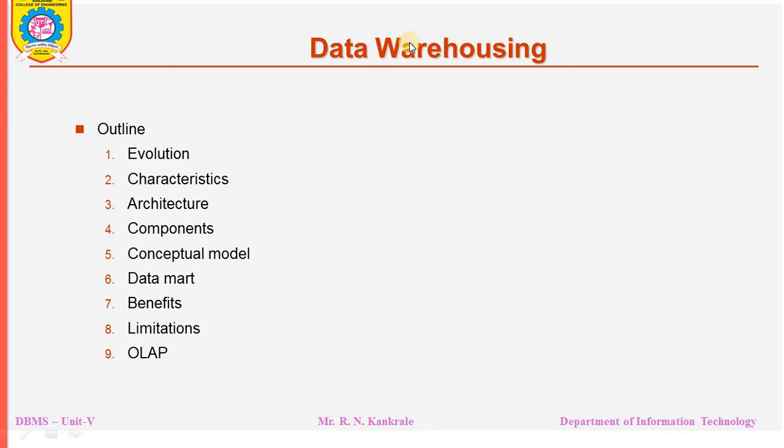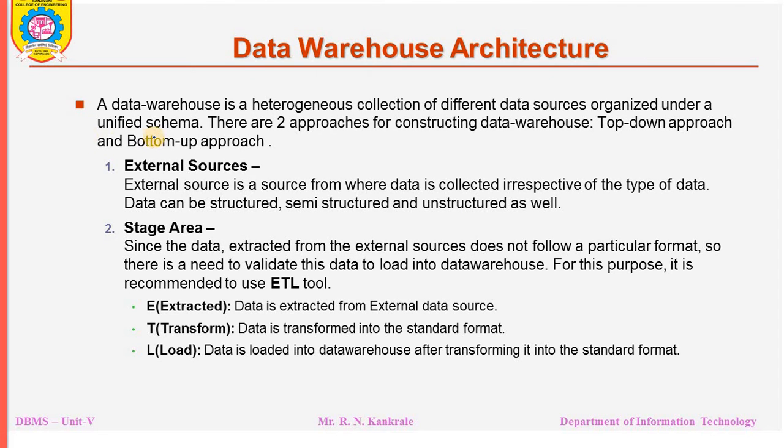We are learning about data warehousing. Today we are going to learn about the architecture of a data warehouse. We have seen the definition of a data warehouse: a collection of heterogeneous data from different data sources organized under a unified schema. These data sources belong to the organization. They may be the applications of a mobile phone or web applications.